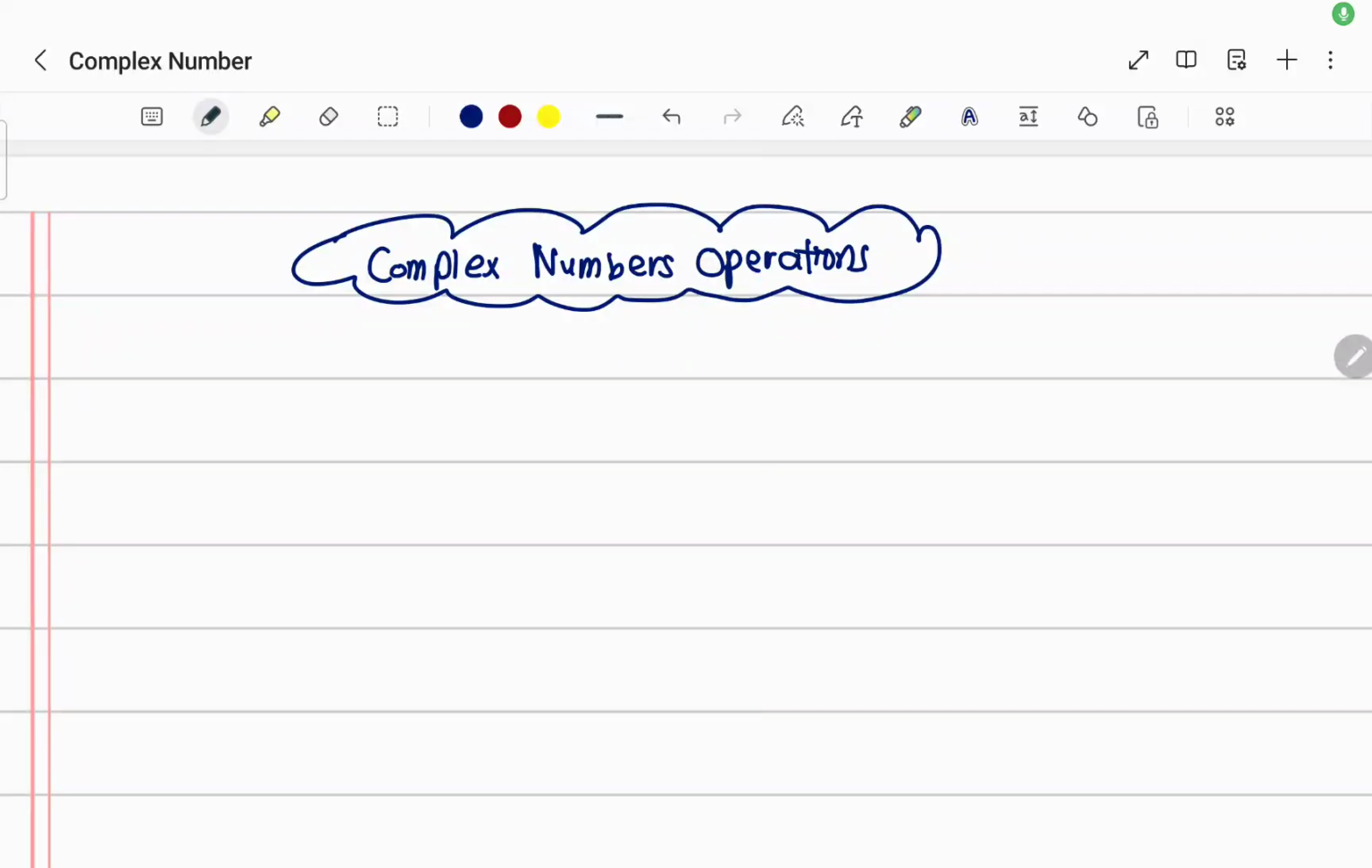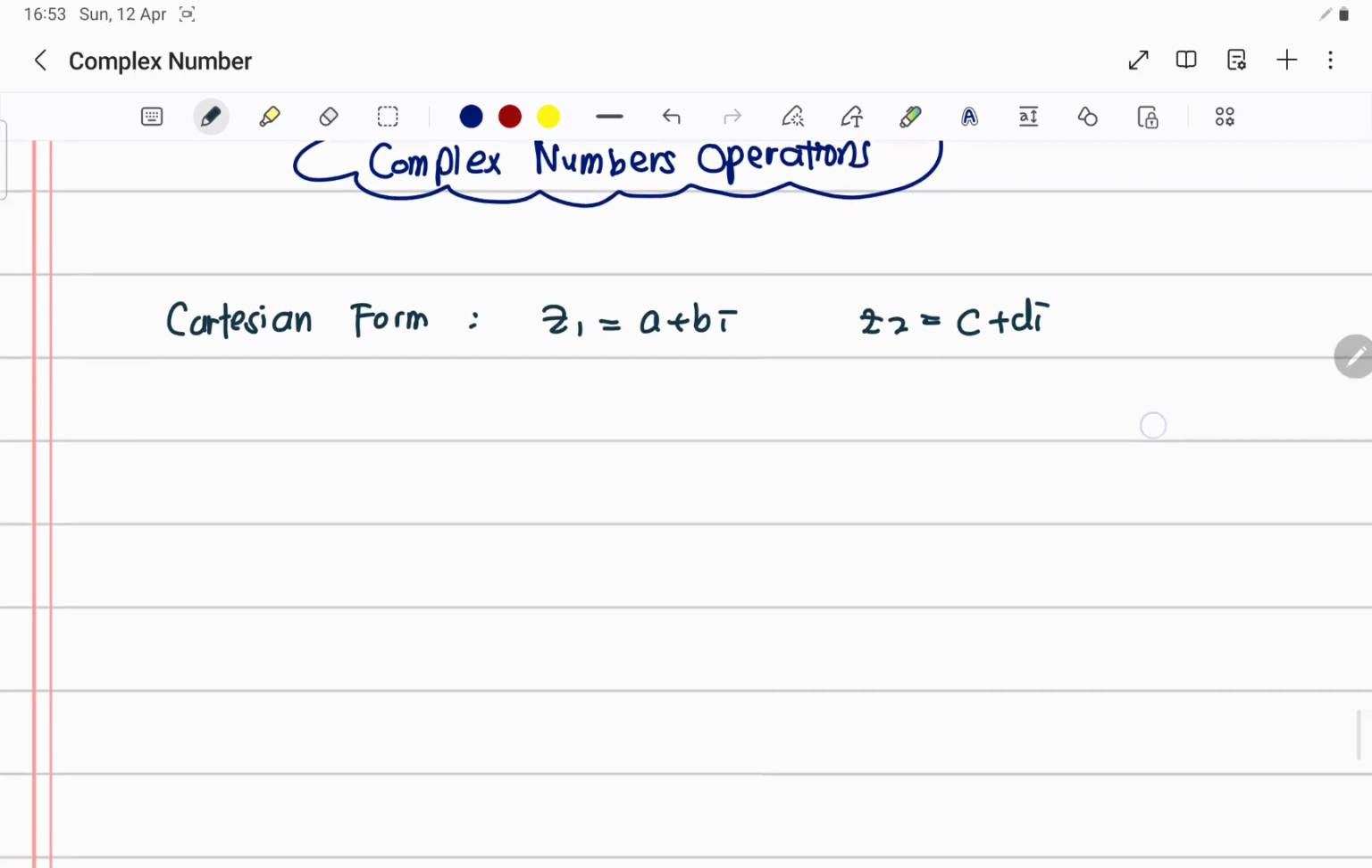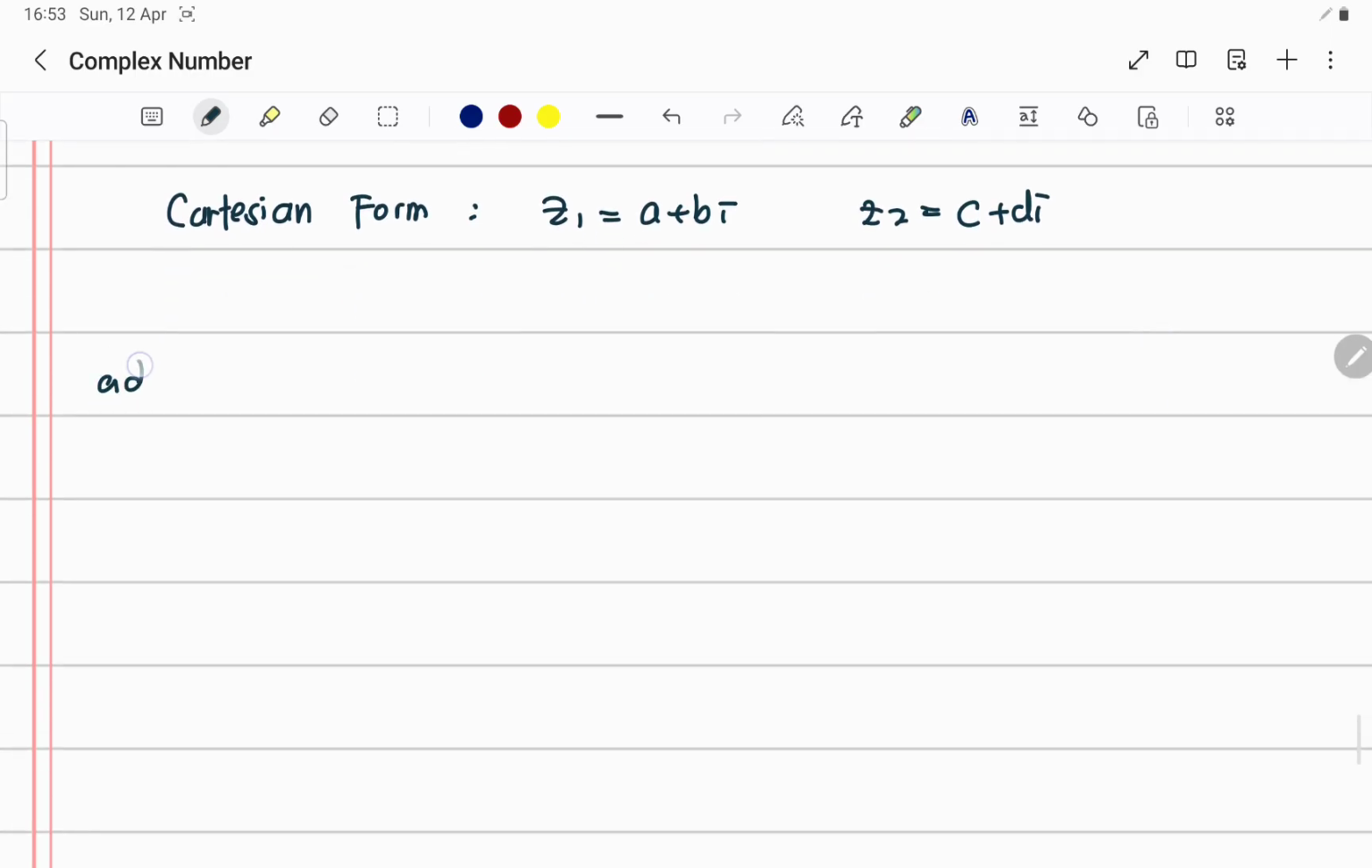Right, now we will go through the complex number operations. So let's say you have two complex numbers in Cartesian form. The first one is Z1, which is equal to A plus BI, and then we have Z2, which is equal to C plus DI.